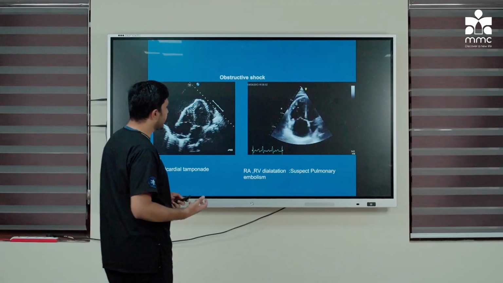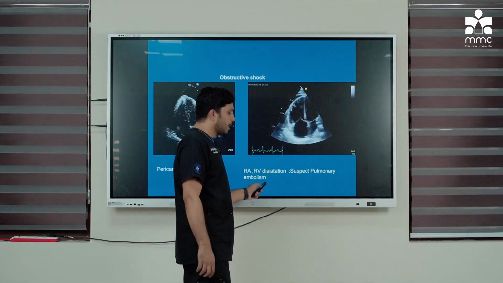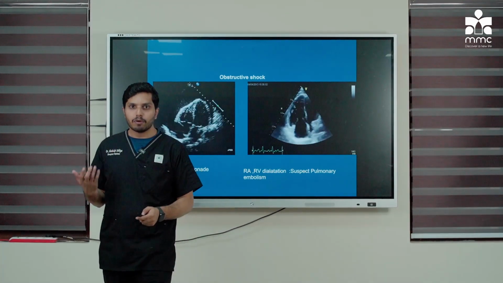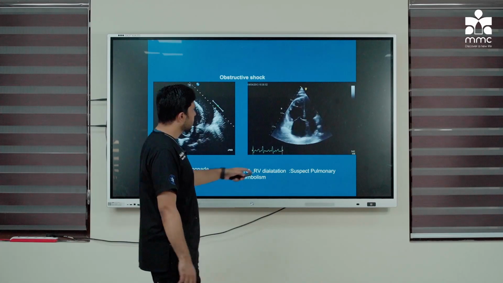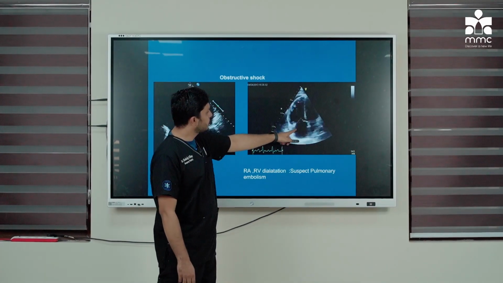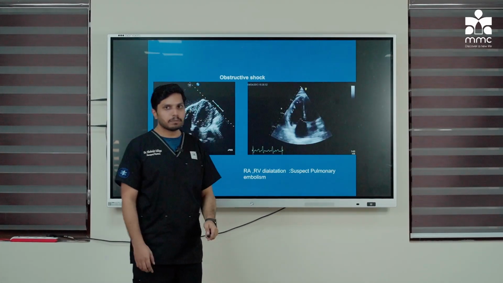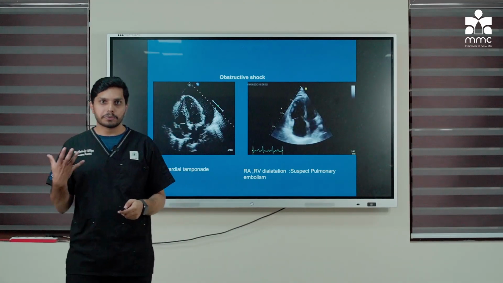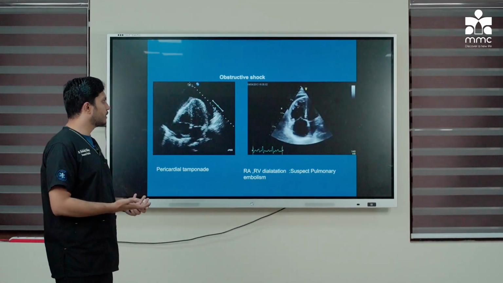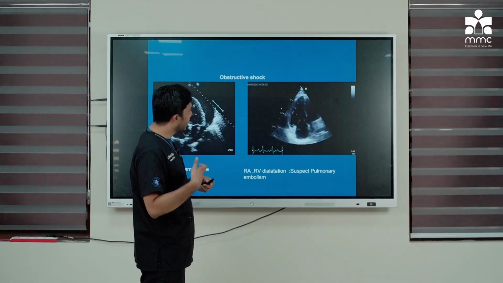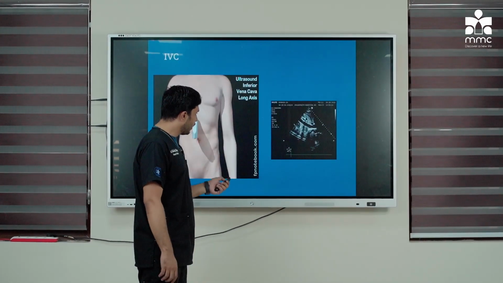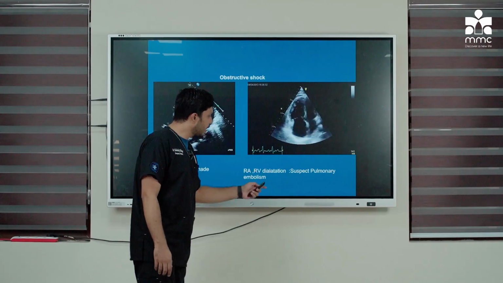We can see this scenario in pulmonary embolism, which is another type of obstructive shock. In obstructive shock like pulmonary embolism, blood will not pump out of the heart because of the obstruction beyond the heart, in the pulmonary arteries, which are usually affected. We can call this RA-RV dilatation.